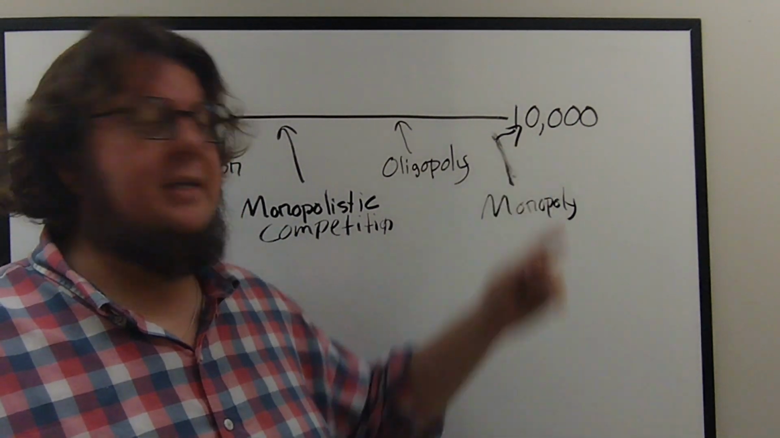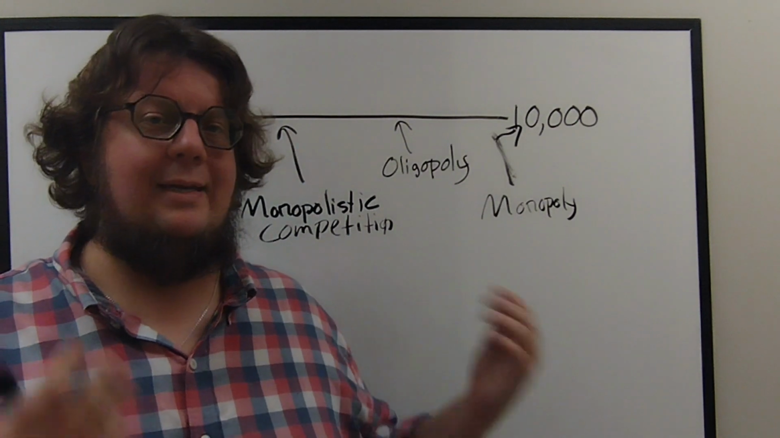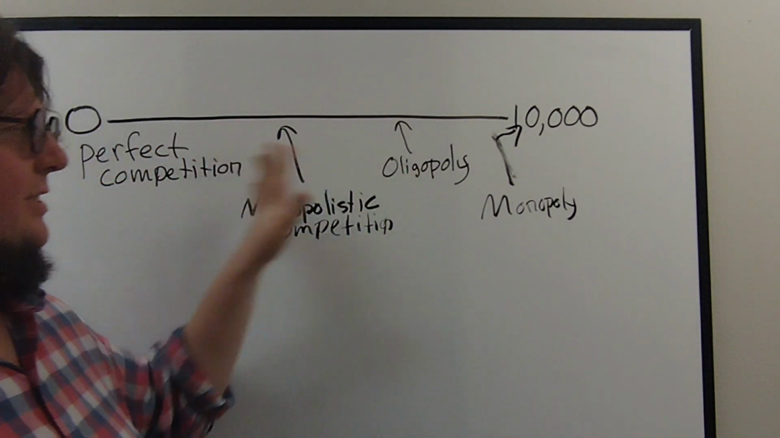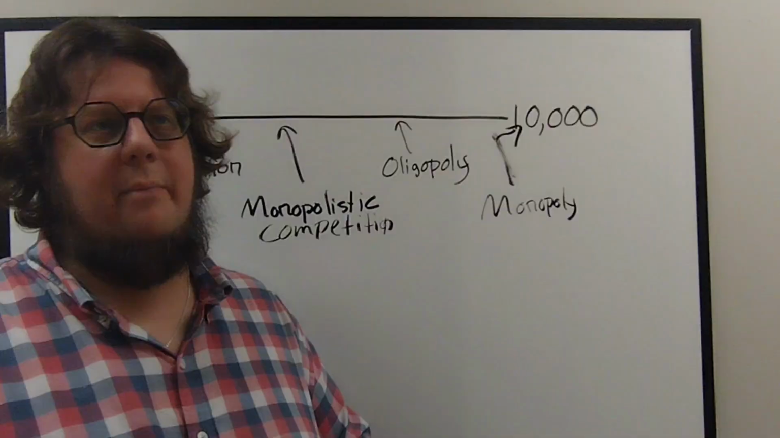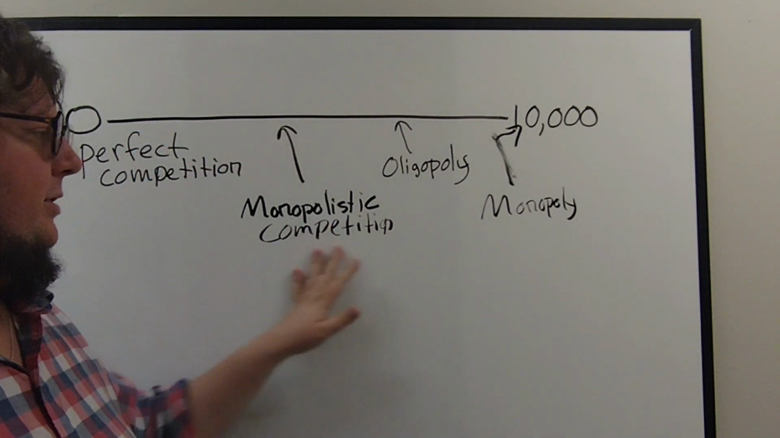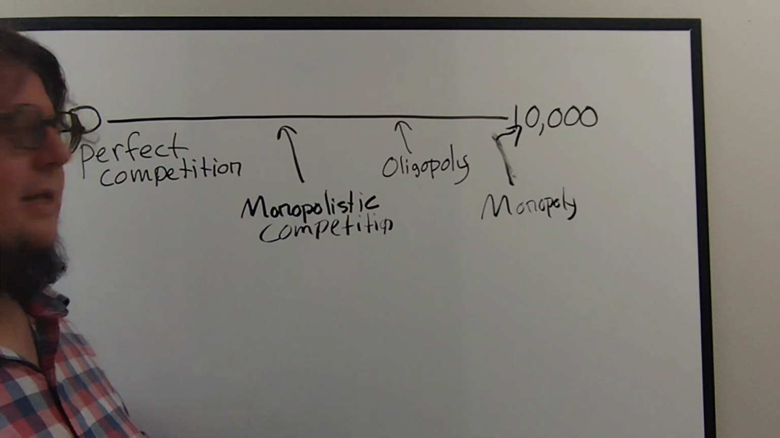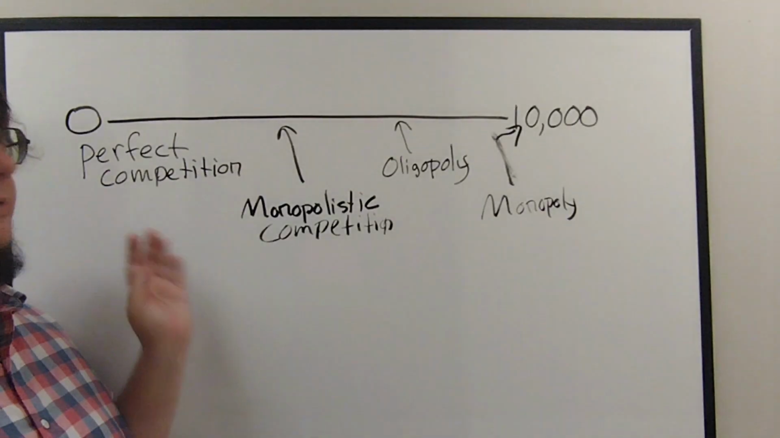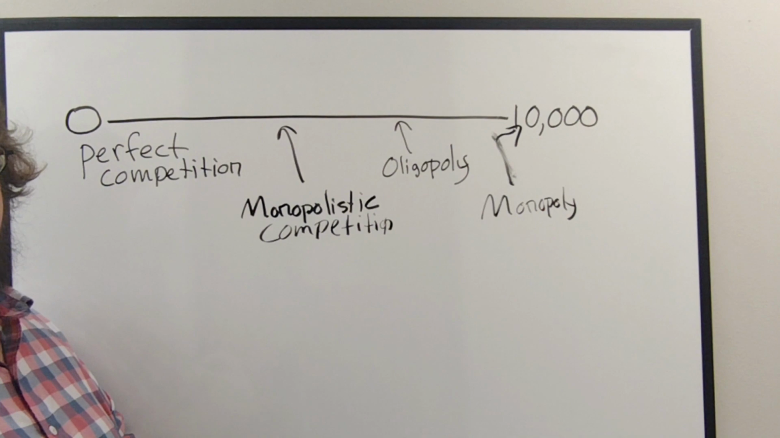A true monopoly will be 10,000 on the Herfindahl-Hirschman index, the HHI. Oligopolies tend to be concentrated, meaning that there's not as much competition in the market. Monopolistic competition is even less so, and then something approaching perfect competition would be relatively low.